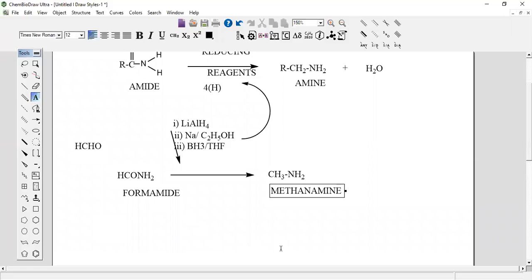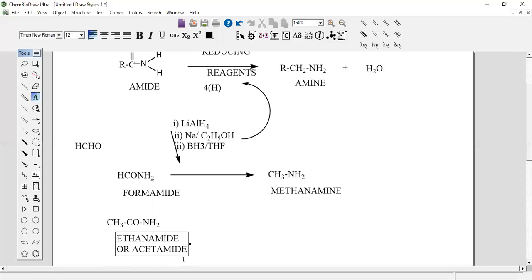Okay, now let us go for another one. You have to tell me the name of CH3CONH2. There are 2 carbons. If 1 carbon is there, you said it is methanamide. Here, 2 carbons, therefore we call it ethanamide. The IUPAC name is ethanamide, and the common name is acetamide.